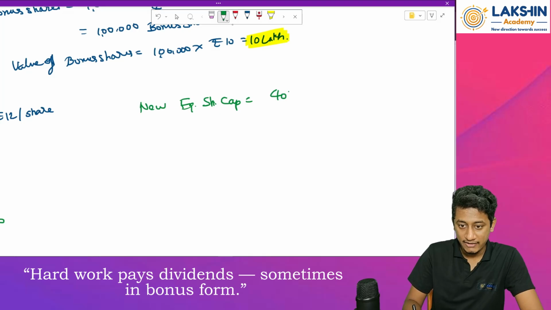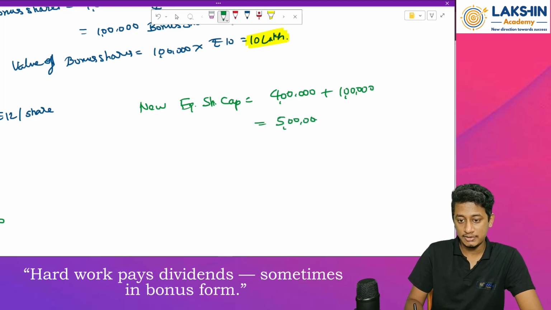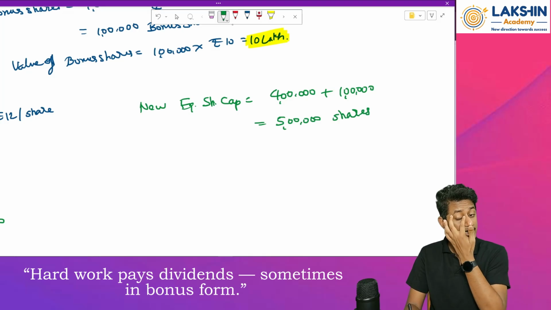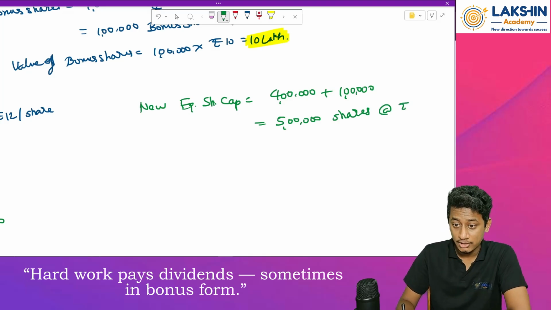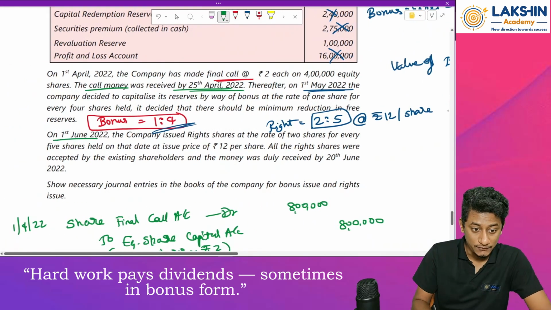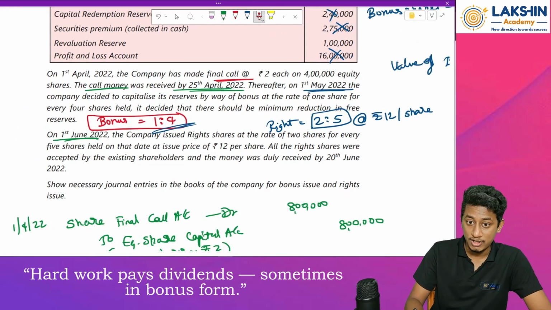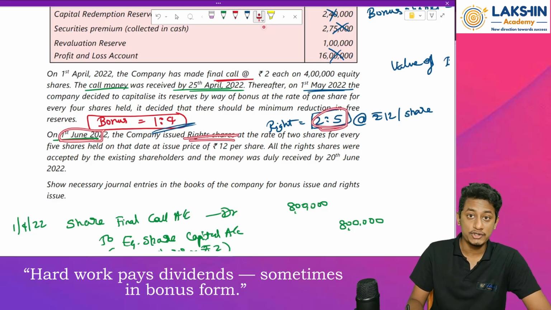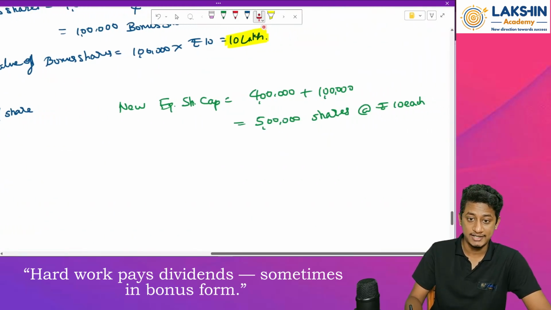So 4 lakh were the existing shares plus 1 lakh bonus shares. So how much is the new equity shares that has been issued? 5 lakh shares are issued at the rate of rupees 10 each, right? Now after this, what has happened? On 1st of June, after the issue of bonus, they have gone for a rights issue at the ratio of 2:5. So find out the value of the rights shares.